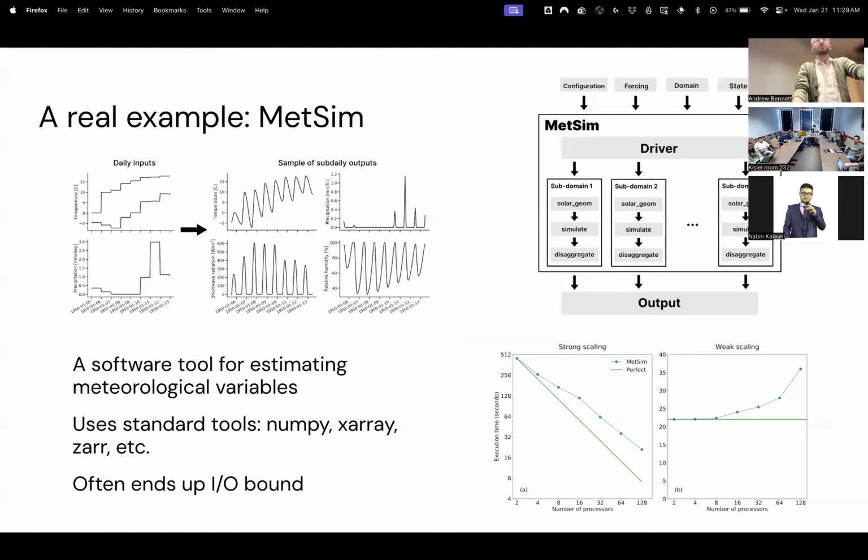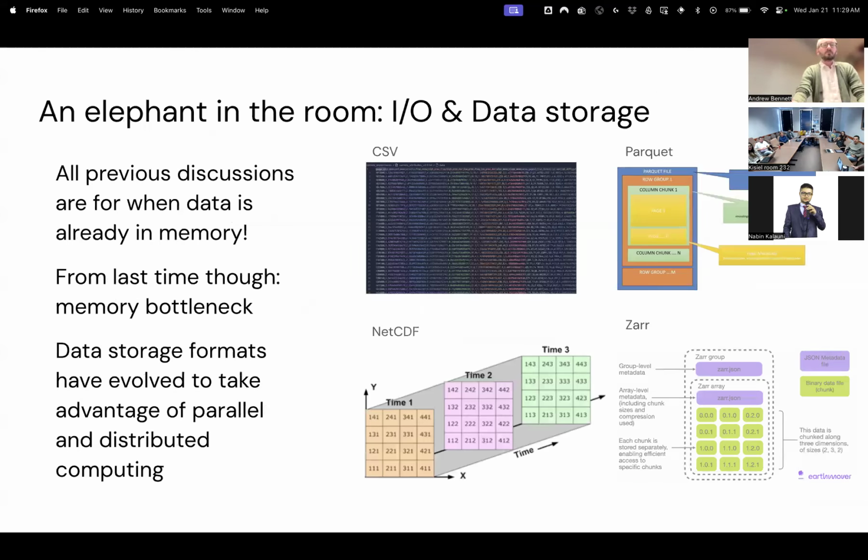Unless you're doing something really computationally intensive in terms of iterative solvers or things like that. But again, we won't be talking about that in this class.